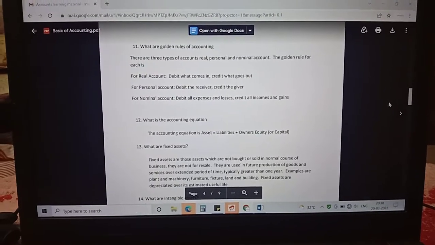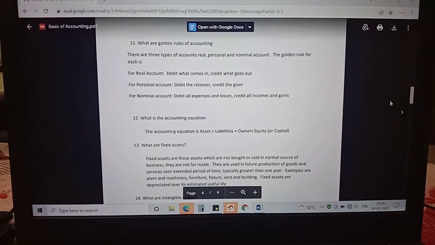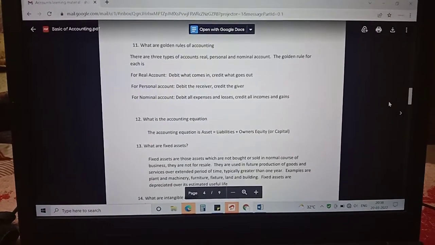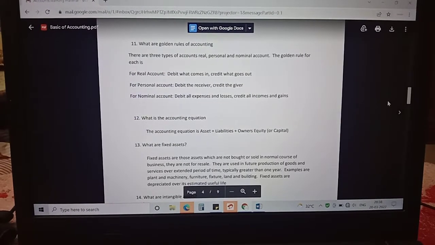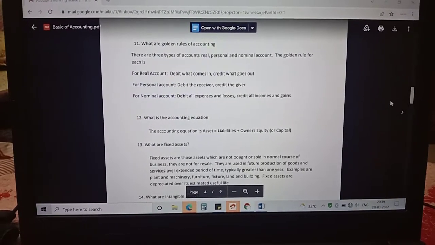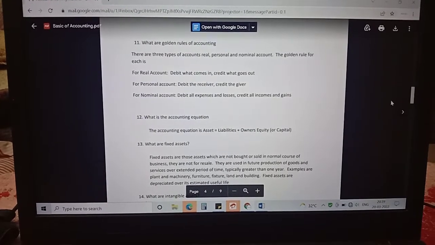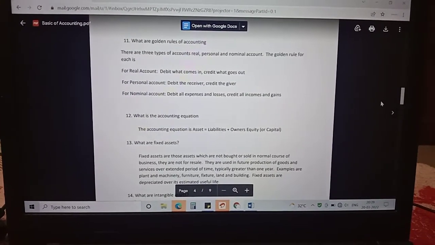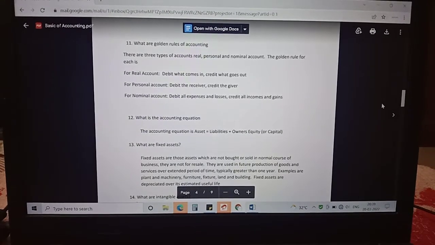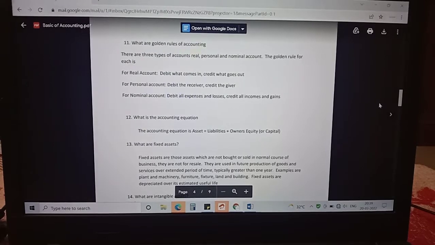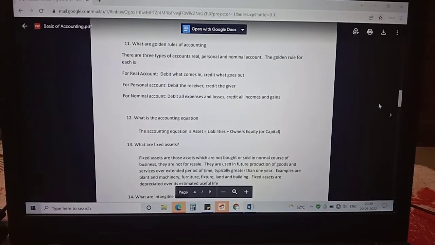In this PDF, you can see a question: what are the golden rules of accounting? There are three types of accounts: real, personal, and nominal account. For a real account, debit what comes in, credit what goes out. For a personal account, debit the receiver, credit the giver. For a nominal account, debit all expenses and losses, credit all income and gain.